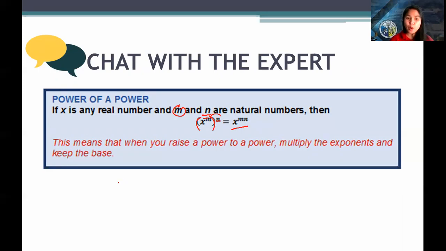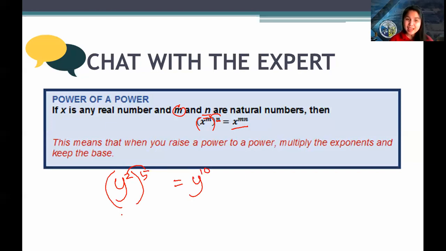Example, y to the power of 2 raised to the power of 5. We simply multiply the exponents. That is y to the power of 10.